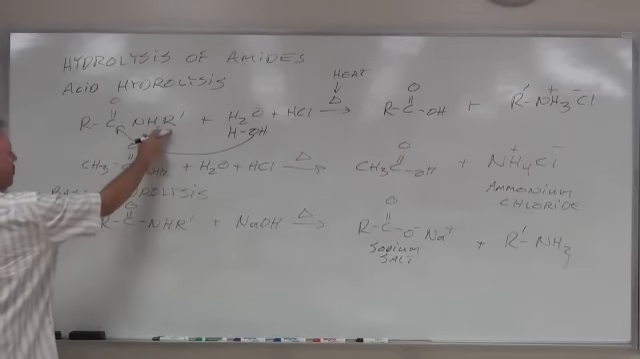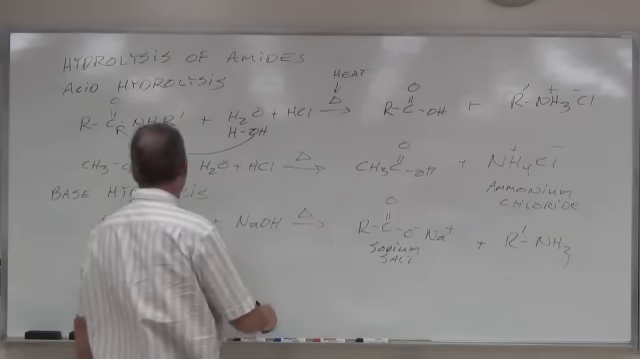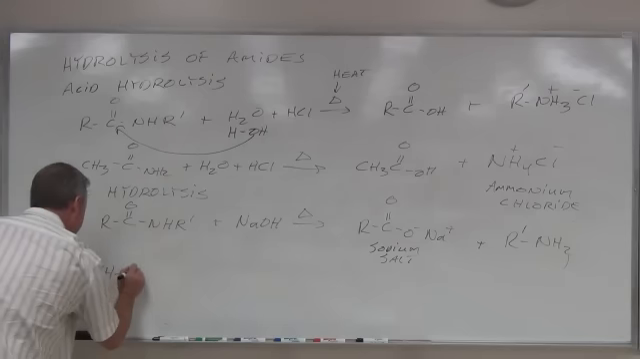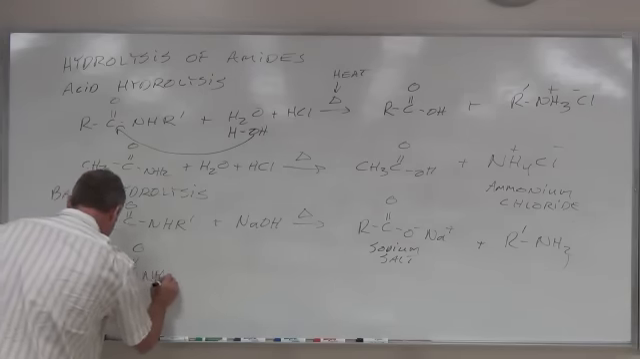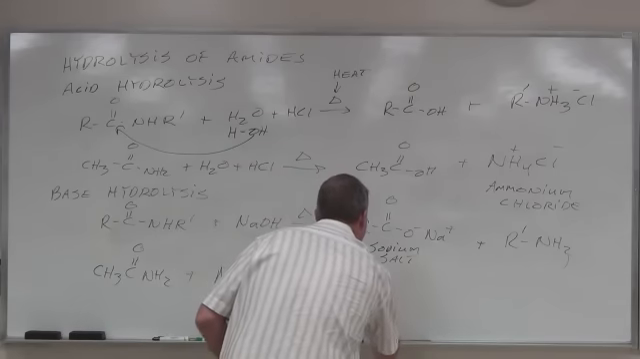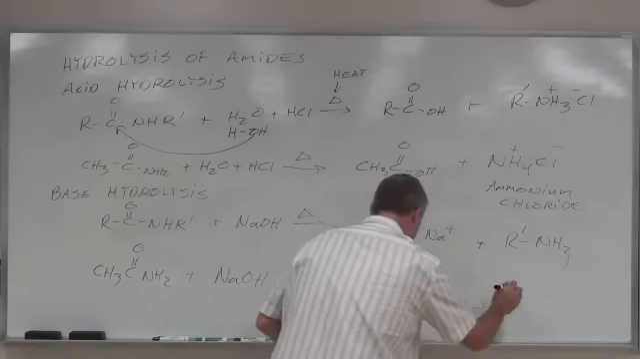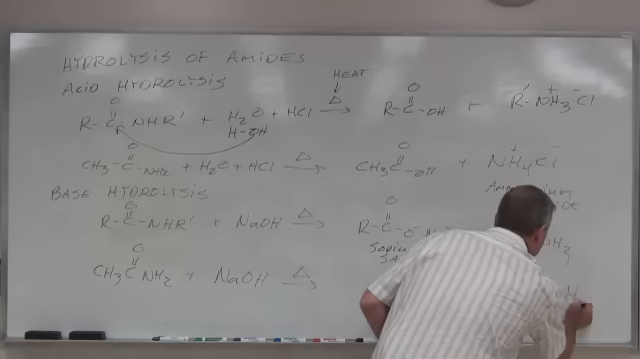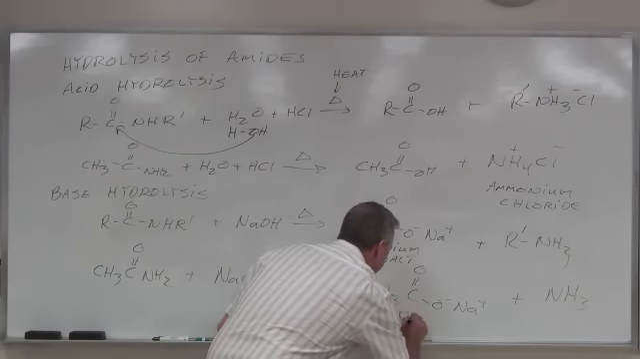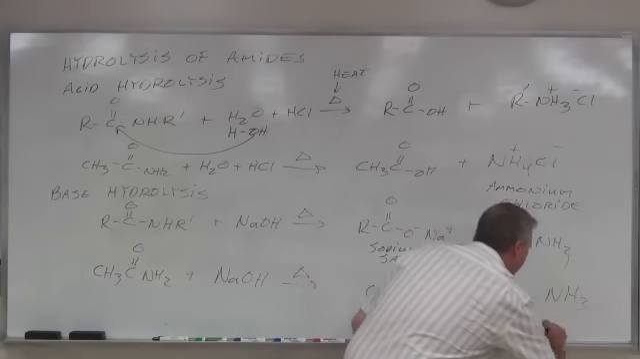These 2 groups can be the same or not, but regardless, this one is the one that ends up with the nitrogen, and the first one is the one that ends up with the carboxylic acid. Again, using acetamide, plus sodium hydroxide and a little heat. Notice with the acetamide we produce the sodium acetate, which is the salt. And ammonia.